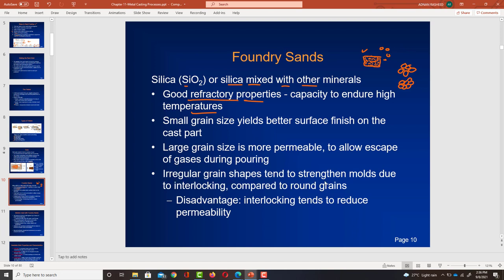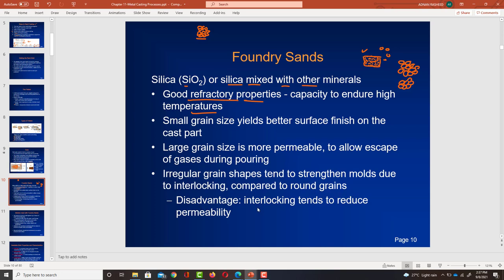Irregular grain shape tends to strengthen more due to interlocking compared to round grain. For example, if you have round grain, clear, there will be less strength as compared to irregular grain, because the chances of interlocking, that the grains adjust themselves in between these gaps, are greater in irregular grains of sand. So definitely the strength of sands having irregular grains will be higher than that of round grains.